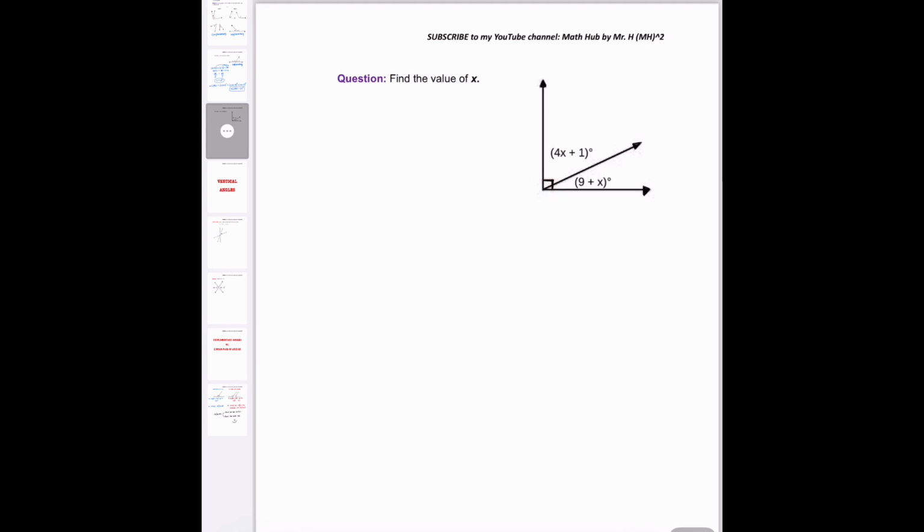Find the value of x. As you can see, the diagram gives us complementary angles. And by definition, if we add two angles and the measure is exactly 90 degrees, then the pair of angles is complementary. So to begin with, we need to write our initial equation. We take 4x plus 1 plus 9 plus x equals 90.